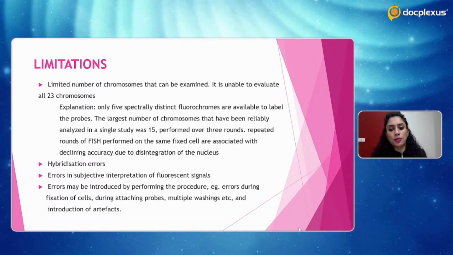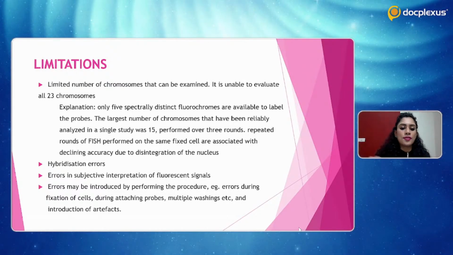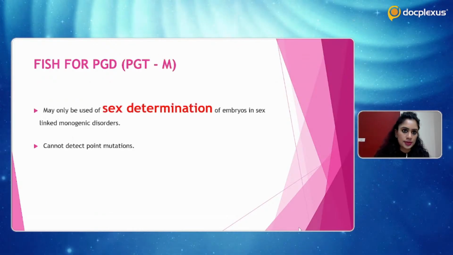Repeated rounds of FISH performed on the same fixed cells are associated with declining accuracy and obviously disintegration of the nucleus. There could be hybridization errors, errors in subjective interpretation of fluorescent signals, or errors introduced while you perform the procedure itself, like errors during the fixation of the cells, the attachment of the probes, and multiple washings. They can also disintegrate the nucleus and give false results, and of course, introduce artifacts.